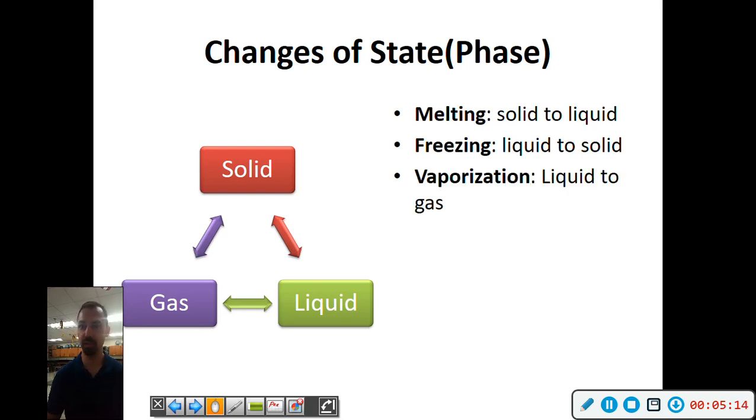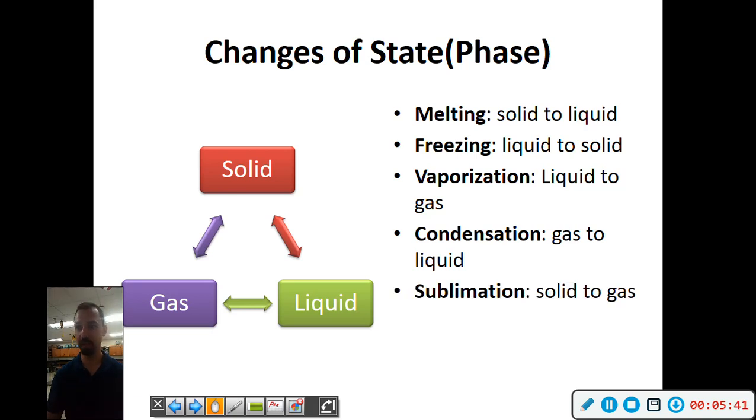Vaporization, also known as evaporation. Vaporization is used with any material. Evaporation is only used with water typically, but it's a liquid changing into a gas. And condensation is a gas going back to a liquid, just like the water droplets that sometimes form on the outside of your ice water glass.